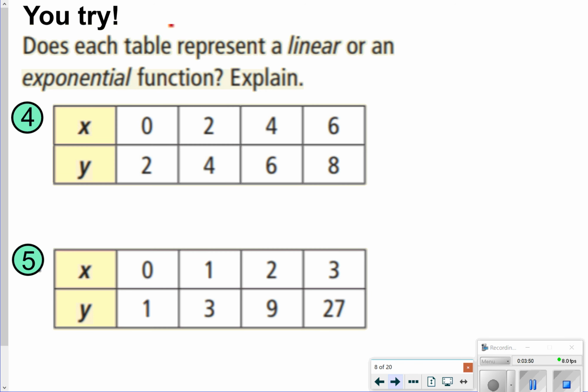Again, here are 2 more to try, numbers 4 and 5. Let's go ahead and pause the video and determine if they are linear or exponential, and just maybe show your work of how you got that or write a sentence for your explanation.